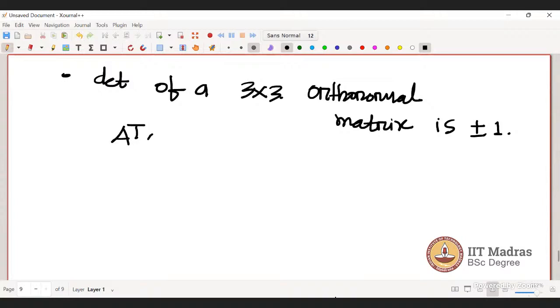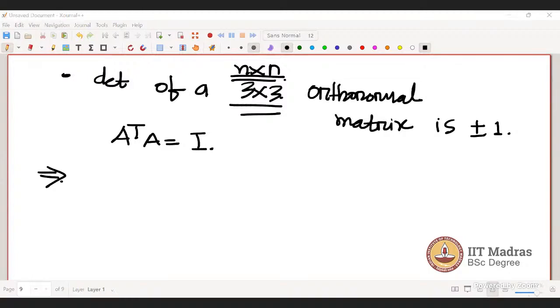See, this A transpose A is identity, right? There is nothing special about this 3 cross 3. You take n cross n. So it will satisfy this condition, right? So how can we claim that? See, this is orthonormal. The columns are orthonormal, right?